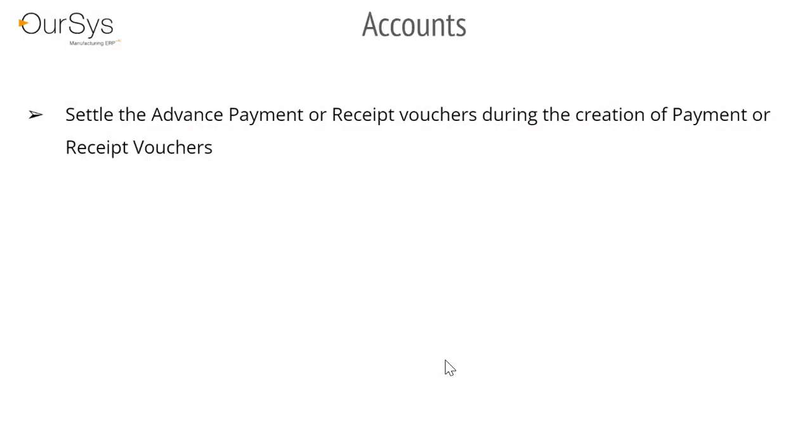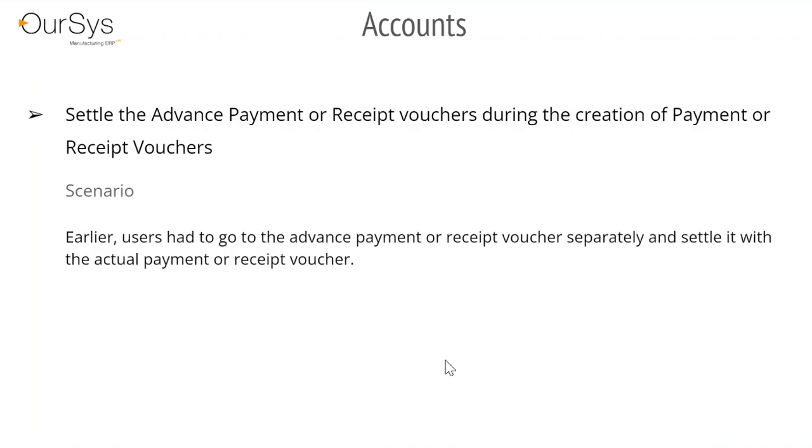Now moving to the next module, that is accounts. Settle the advance payment or receipt voucher during the creation of a payment or receipt voucher. Previously the user had to separately access the advance payment or receipt voucher to record and settle it with the actual payment or receipt. In other words, if they made an advance payment or received money in advance, they had to manually go to the corresponding voucher to match and confirm the payment or receipt.